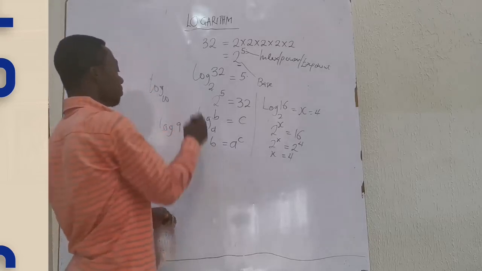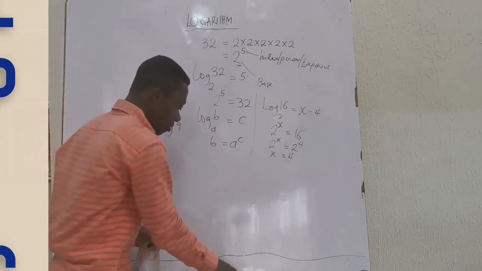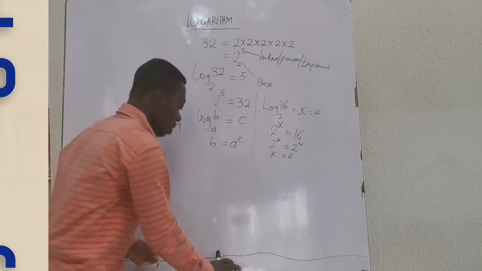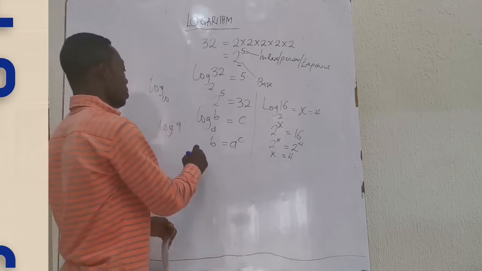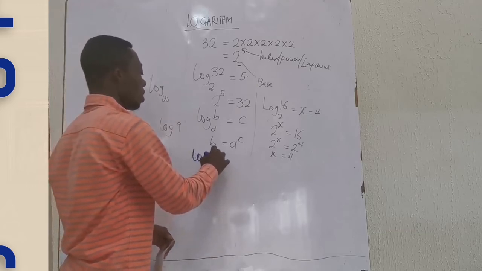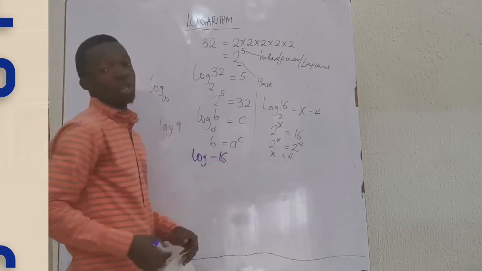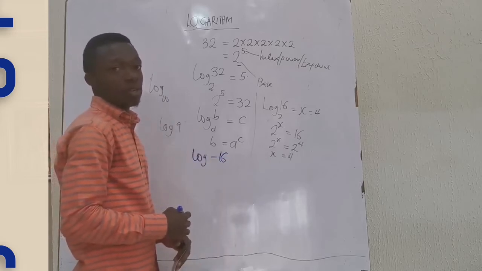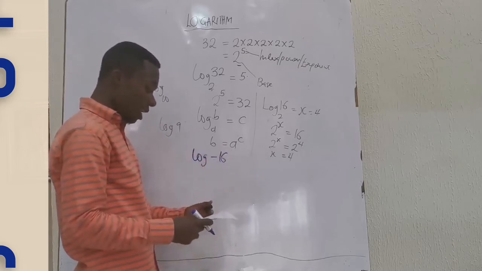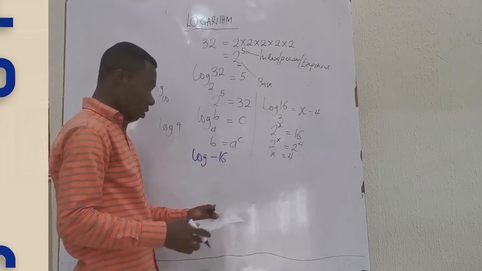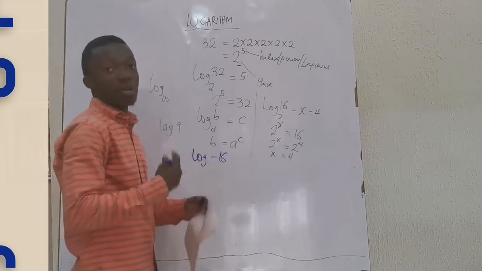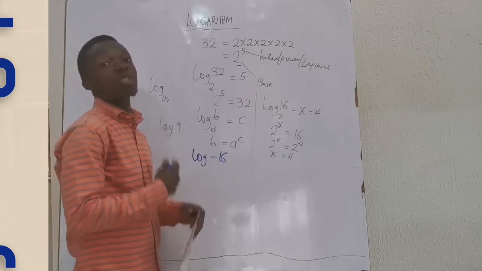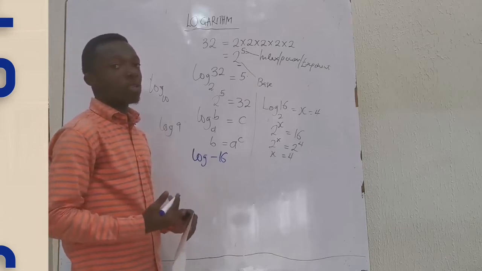Let's say we have log of negative 16. Key this on a calculator and you won't get it right. It will tell you math error. So logarithm of any number which is negative does not exist. And as I said, if you have the logarithm of any number without a base, the idea is that it has a base of 10. So that's the whole concept about logarithm.